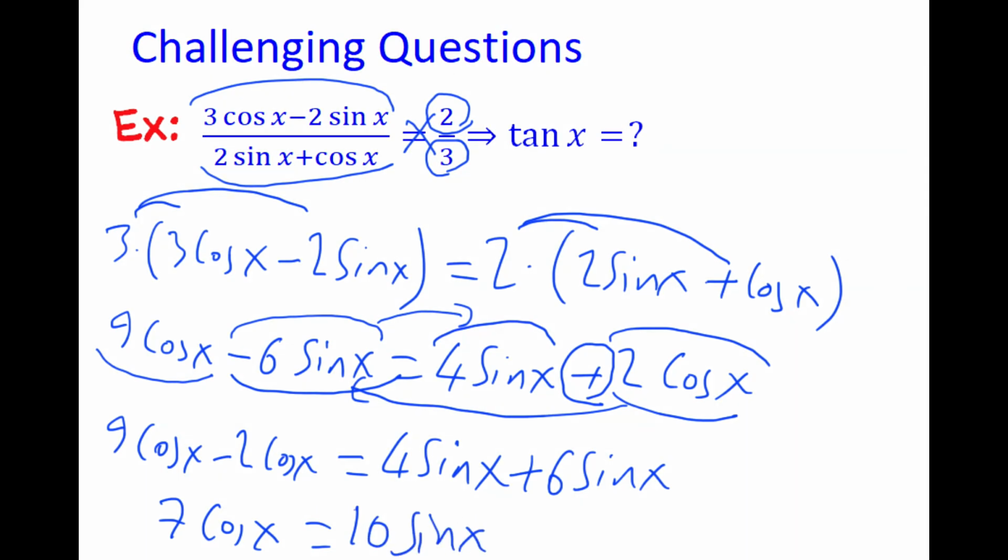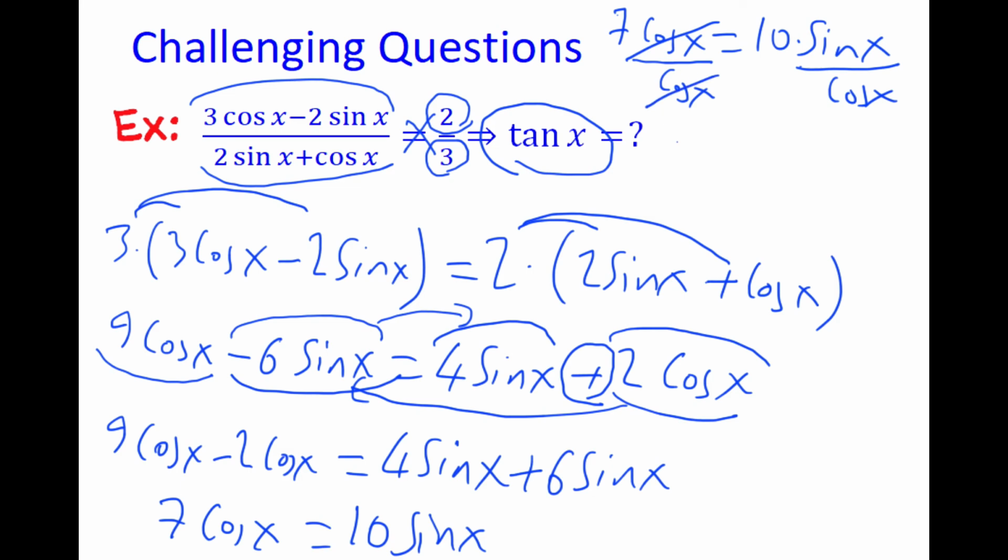So what we're going to do is keep the trigonometric functions on one side and the numbers on the other side. Because we are asked to find the value of tangent x, which is sine divided by cosine, right? Let me actually continue from the top. I'm going to divide both sides by cosine x. So those are gone. In the next step, we have 7 is 10 times, because sine x divided by cosine x will give us tangent x, right? So this is already tangent x.